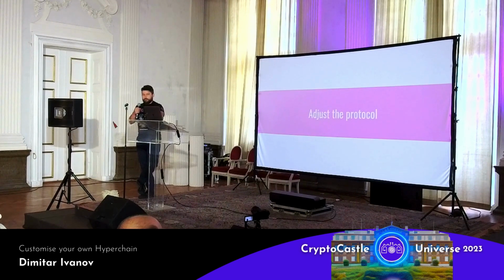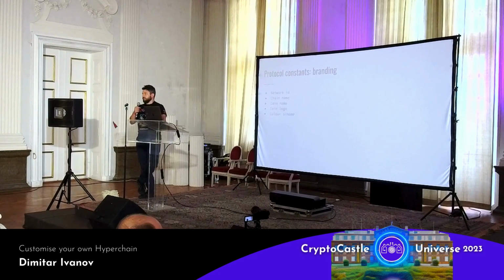So what can you adjust in the protocol? Since this is your own project, you can define a network ID. The network ID is a trivial hash or string that defines a network, and any transaction that is produced for your project, your chain, would not be valid on any other blockchain. So the signature won't match.